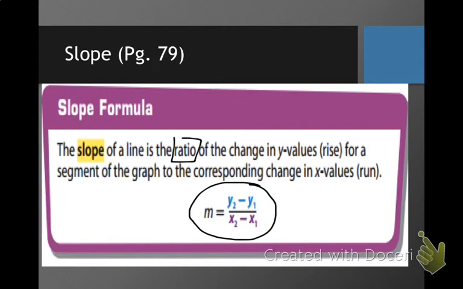Remember, ratio looks like a fraction. The ratio of the change in y values, or the rise, corresponding to the x values, the run, rise over run. So we're doing a similar thing here, but just what happens when you don't have a graph. So let's take a look here and try a few out.